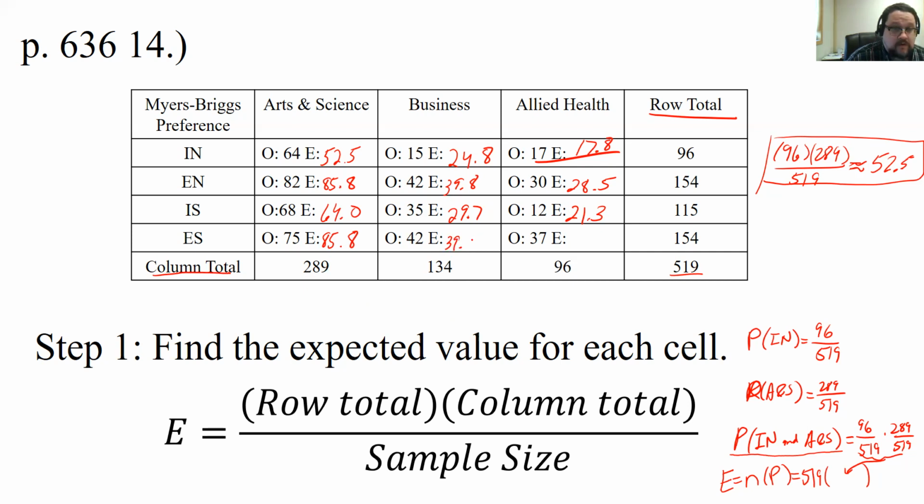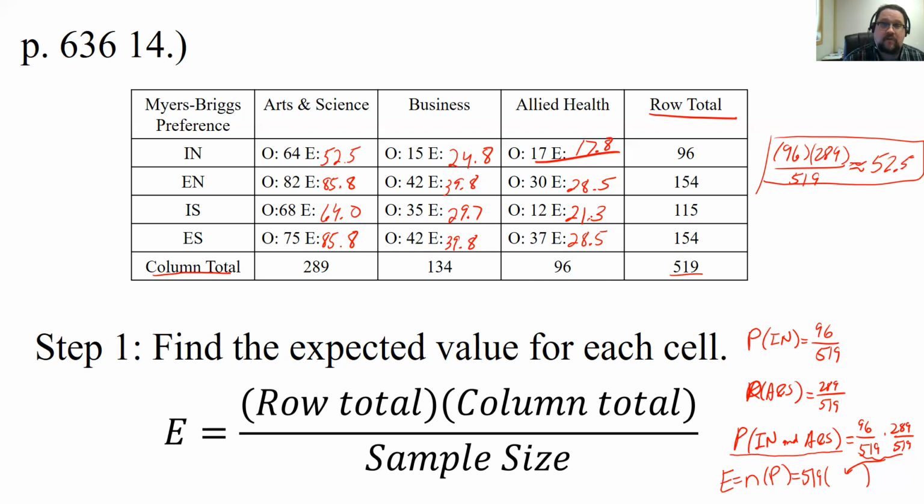$39.8, and 154 times 96 divided by 519 is 28.5. So those are all the expected values. So that's the first step: calculate all those expected values.